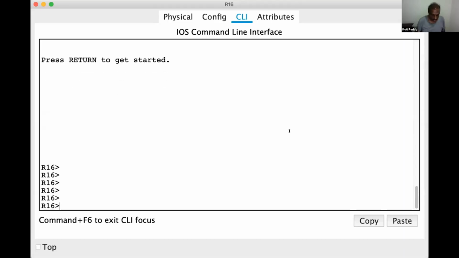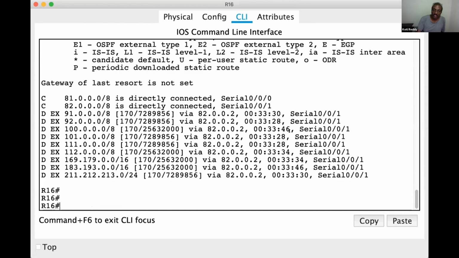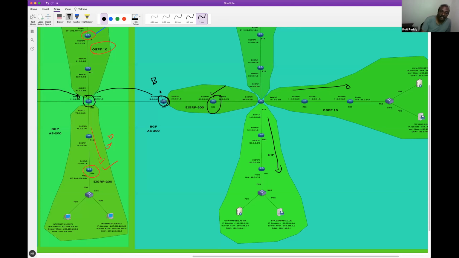When I go to R16, I say enable, I say show IP route. I don't see 20 series, 30 series, 40, 50 series here. Why? Because these routes have come only till here. Only till R15 router. They're not gone till R16.